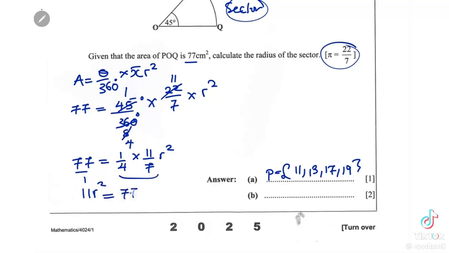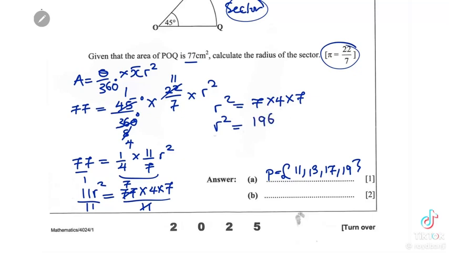So 77 multiplied by 4 multiplied by 7. Now to find r, I can divide by 11. So r square is equal to 11 into 77 is 7, so it's equal to 7 times 4 times 7. So r square is equal to 7 times 7 is 49, and 49 times 4 is 196.